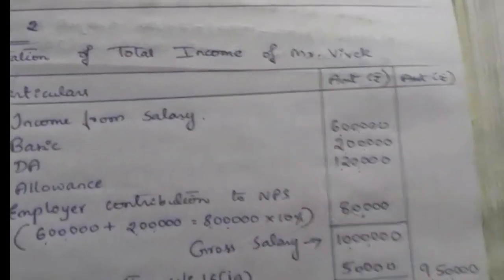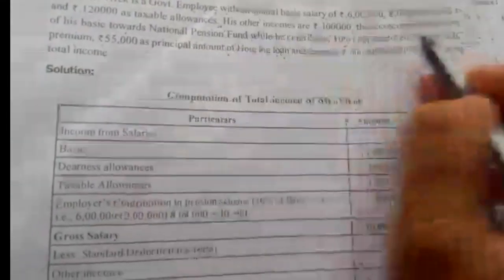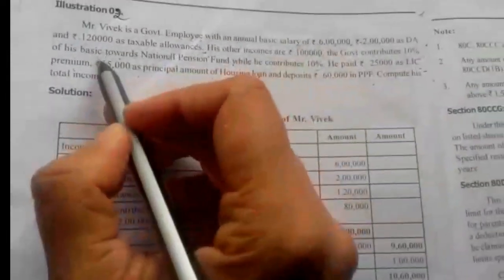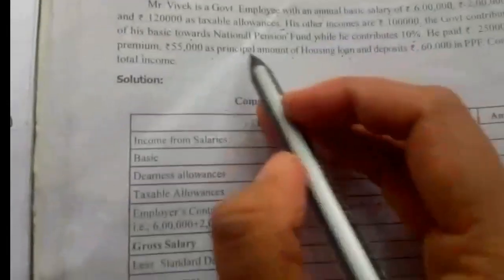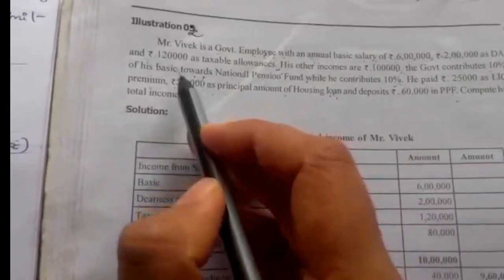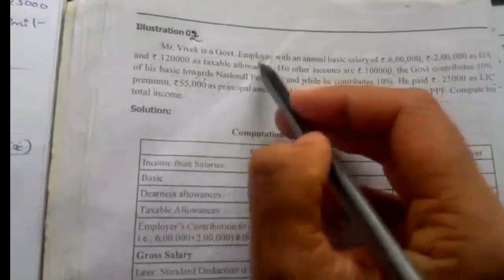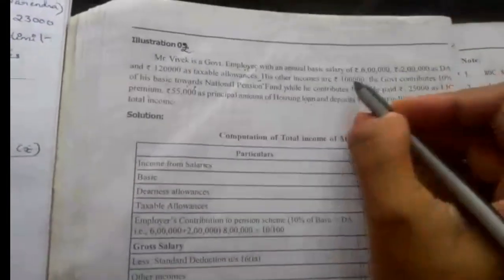Along with that, there is a contribution to NPS, so the employer contribution we have to take. Government contributes 10% of basic towards the National Pension Scheme. So employer contribution to NPS we have to take. Here in this problem they have given that the government contributes 10% of his basic. It doesn't mean that we have to take only basic salary. For a government employee, basic salary means basic plus DA, we also have to consider.